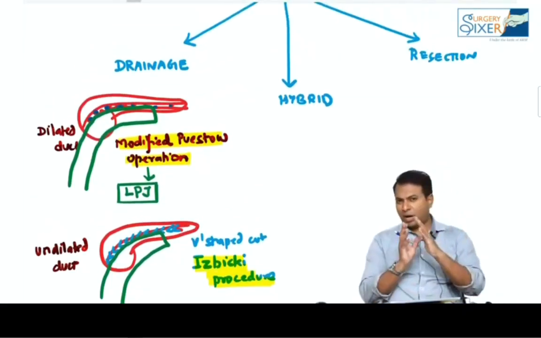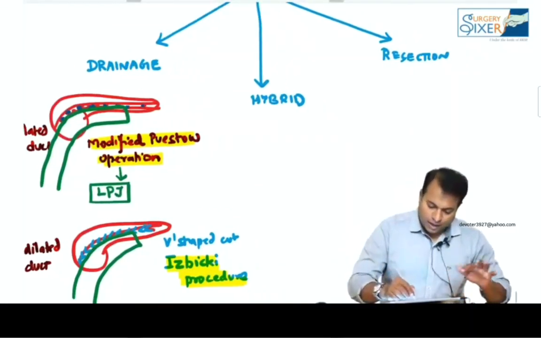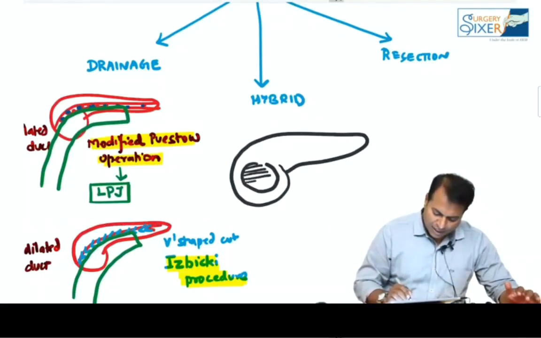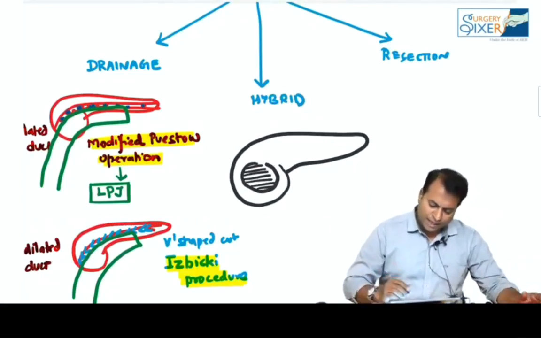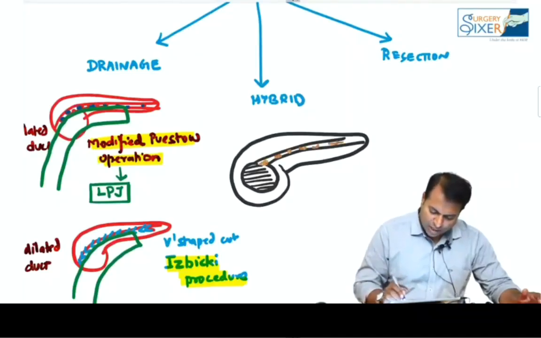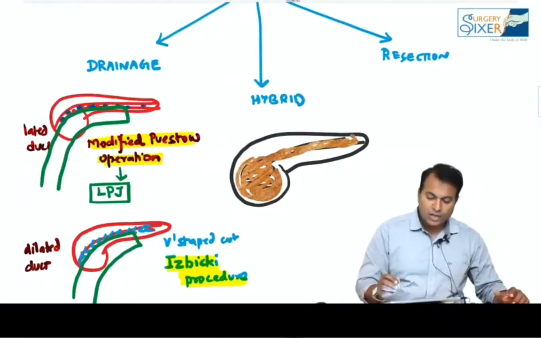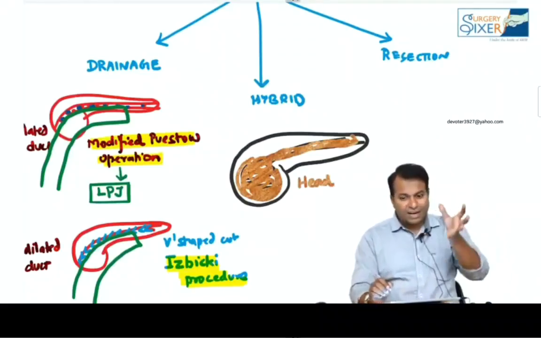So this is only drainage. We don't remove any pancreatic substance. Hybrid means resection as well as drainage. Please remember, if there is a pancreatic head mass, a mass in the head, along with the dilated duct and stones, what will I do? I will core this head out and lay open the duct. So head coring will be done by me. Please remember, the entire head area will be cored out.